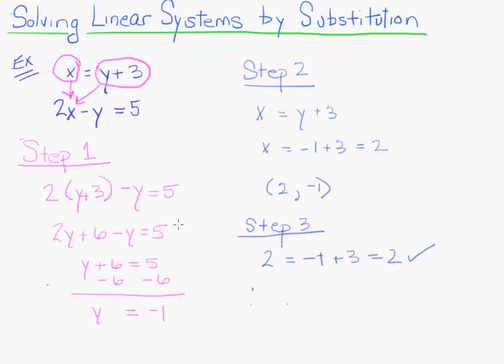Then I try it in the second line. 2 times 2 minus negative 1 is 5. And so 2 times 2 is 4. We have a double negative, which makes it plus 1. And it does equal 5. So that checks off. So since the point makes both lines true, then the point is a solution. We say that it is an independent and consistent system.